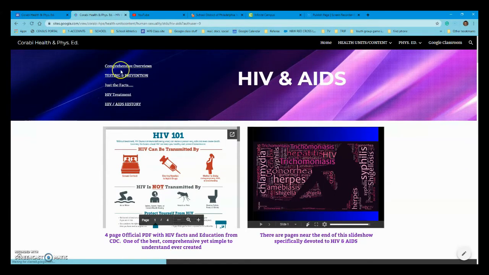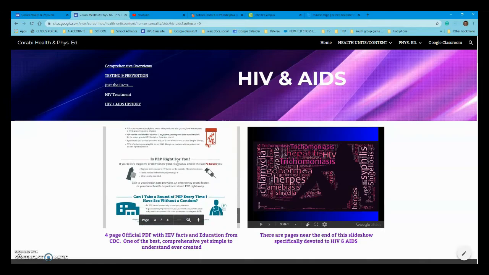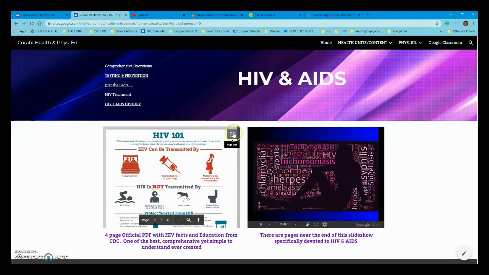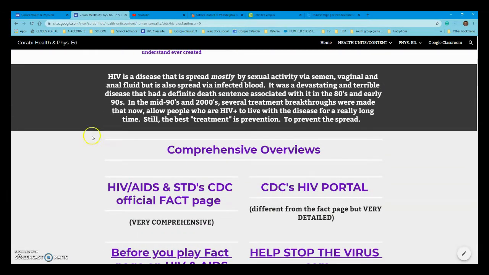You can see the table of contents up here. As you scroll down, the first section is a comprehensive overview. It's the same slideshow, but there's a part about HIV towards the back. And then, of course, there's HIV 101. This is a 4-page official PDF from the CDC. You can scroll through it just like I'm doing here, or you can click on it and make it larger and pop it out in a PDF view for yourself. It explains what HIV is if you're interested in learning more about that.